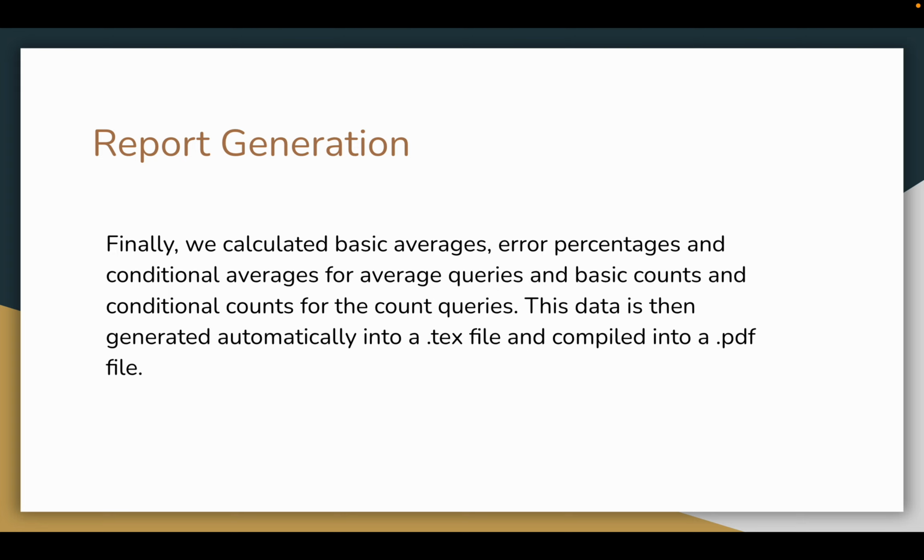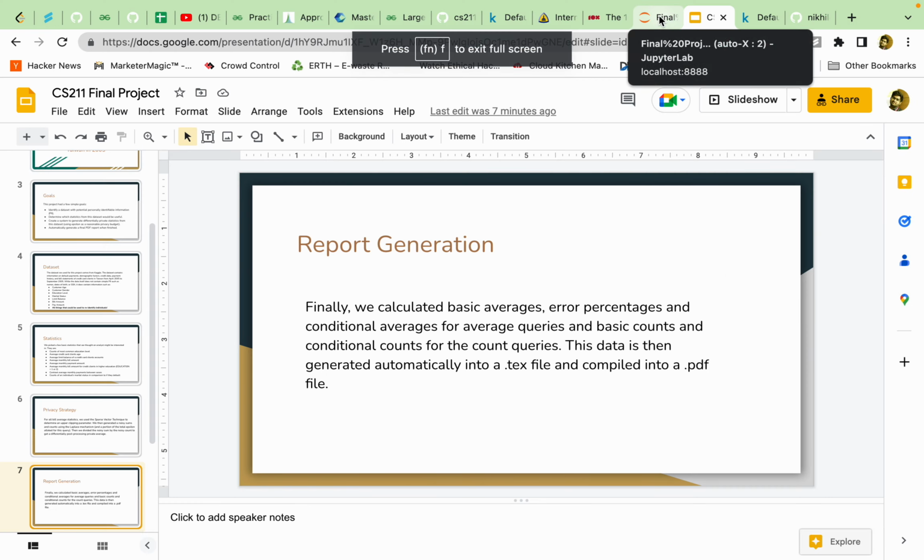So we use these statistics, and we created a report using a special package, LaTeX, from Python. Using that, we can generate a PDF. It first automatically generates a text file, and that is compiled into a PDF file. In it we have the average queries, count queries, conditional counts, and conditional averages. So let's see how that PDF looks.